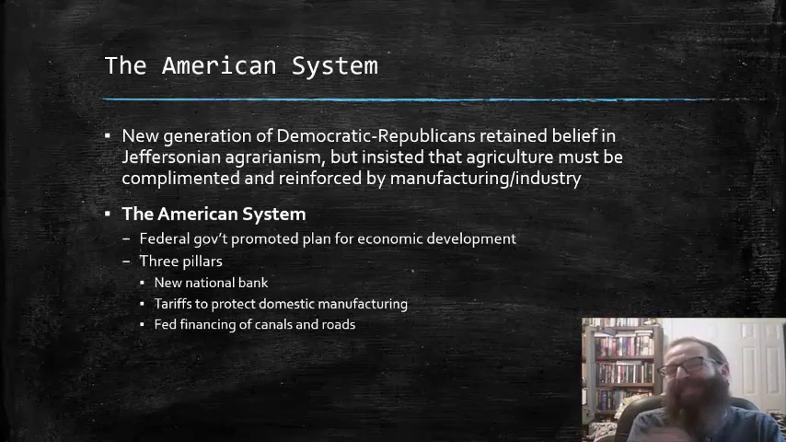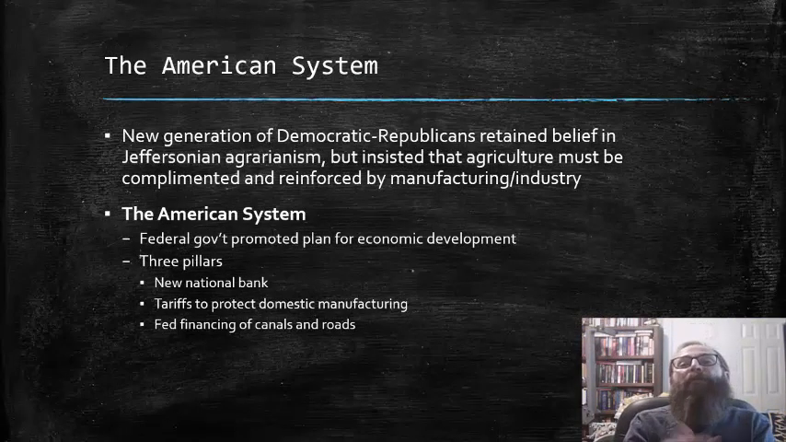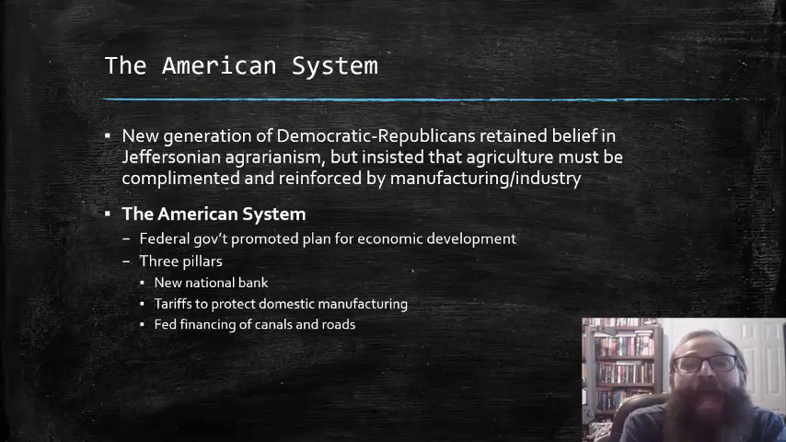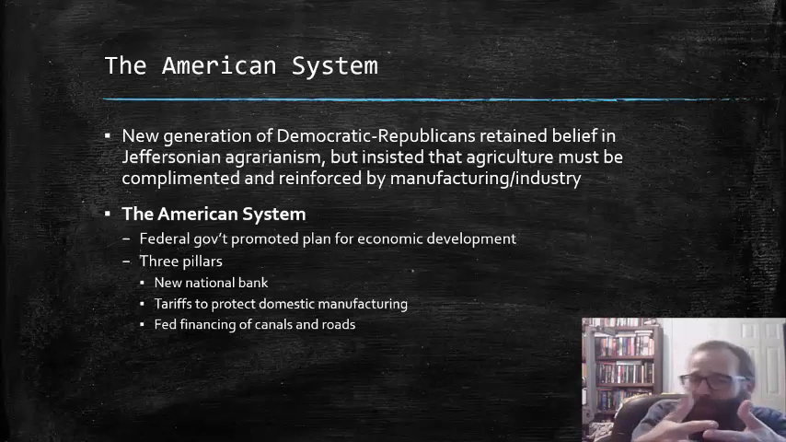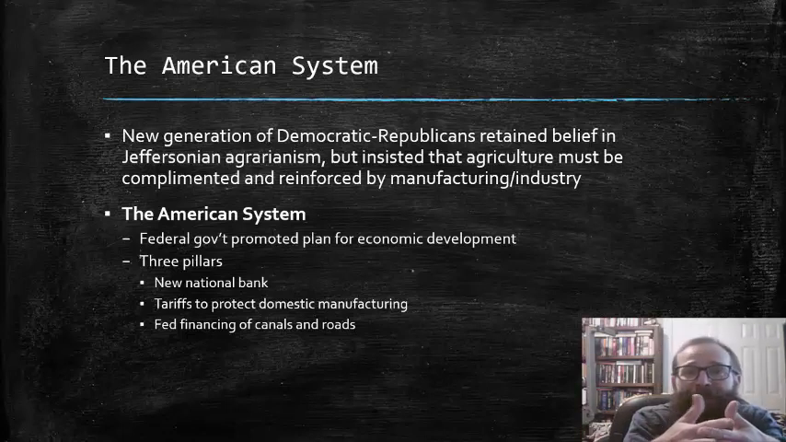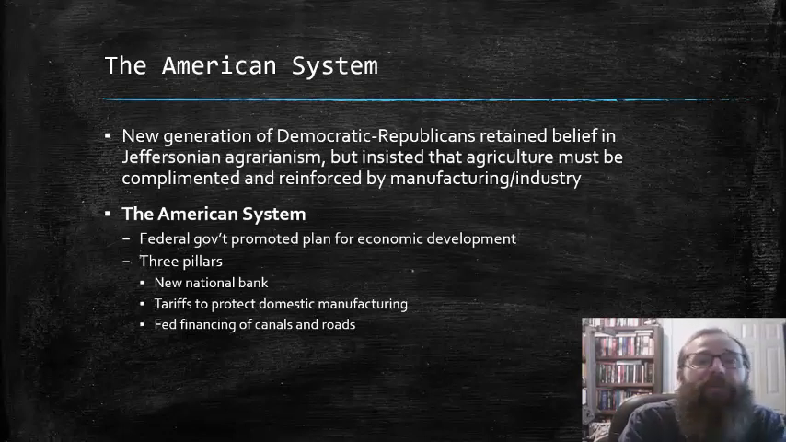During this period, beginning in the late 1810s, a whole new generation of Democratic Republicans emerged onto the political scene in the United States. This new generation retained that belief in Jeffersonian agrarianism, but also insisted that agriculture must be complemented and reinforced by manufacturing and industry. Really a merging of parts of the old Democratic Republican and Federalist agendas there.